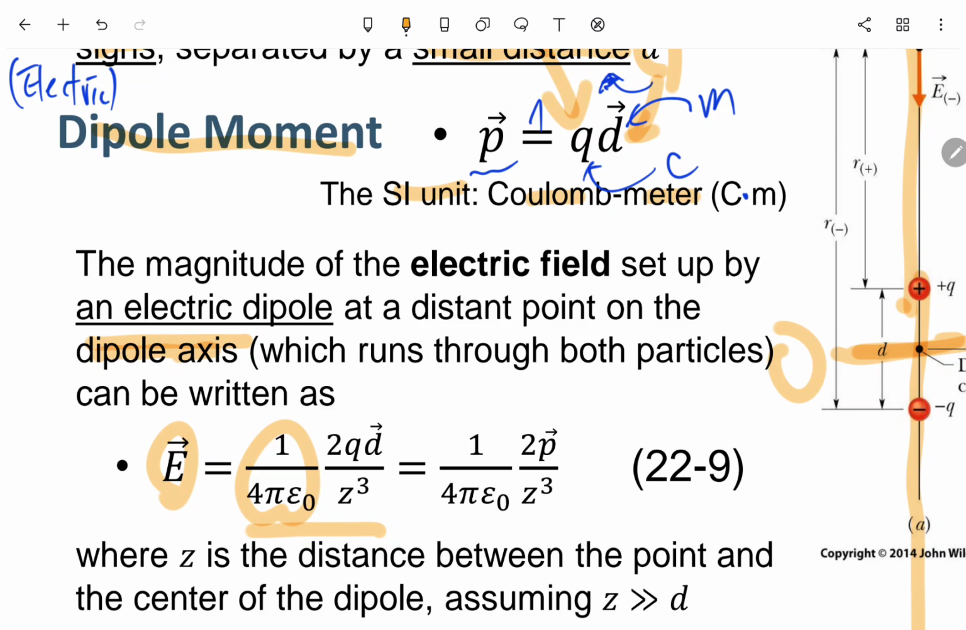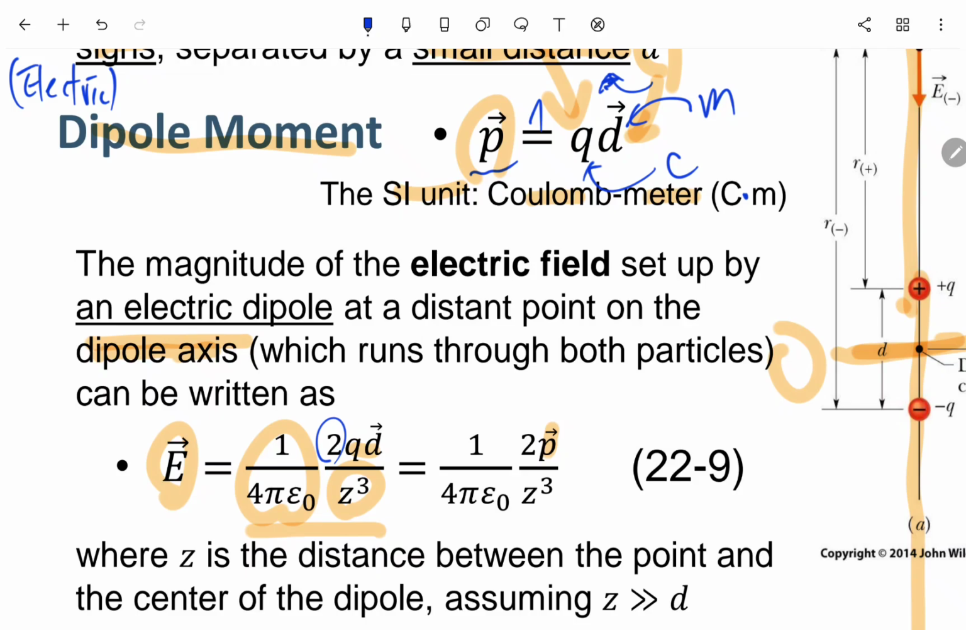Okay, so here we can also see this is the K, 1 over 4 pi epsilon naught, and then here we have a QD. QD is actually this P. So here we also write it as P. And then here we have a z cubed. Oh, you may ask why it is z cubed rather than z squared. And you may also ask, why do we put a 2 here? Why don't we cancel this 2 and that 4?